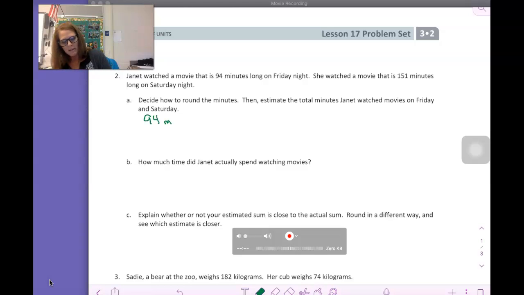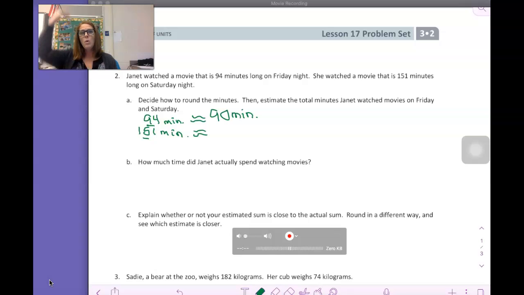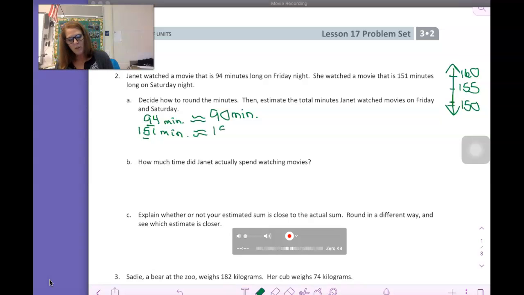So if I have 94 minutes and 151 minutes, I'm going to round these to the nearest 10 minutes. And I'm going to put my little about symbol. 94 minutes rounds to what? 90 minutes, because on our number line, if we're thinking about our visual vertical number line, 90, 100, 95 is in the middle, 94 is just below that. If we're doing 151 minutes, actually, the midpoint would be 155, because if we're rounding to the nearest 10, let me draw the number line. So we have 150, 160, 155 comes in the middle. So 151 is just above there. So this rounds to 150 minutes.